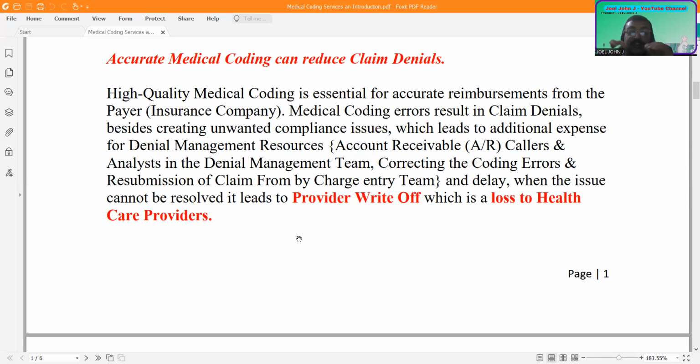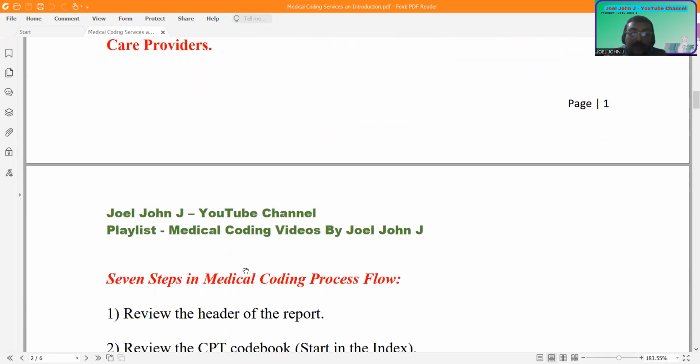Provider write-off means the provider is not going to charge for this and cannot get it reimbursed from the insurance company, and as per the terms and conditions, he cannot charge it to the patient as well, because the mistake is on the provider side. That time it becomes a loss for your client. So definitely then he will look for an alternative, right? That's a very bad thing which you shouldn't let happen.